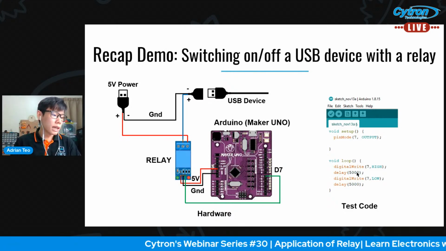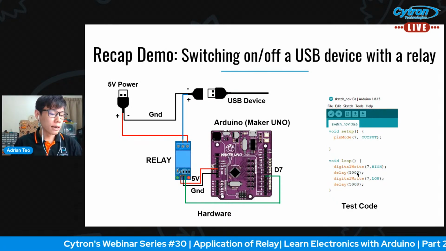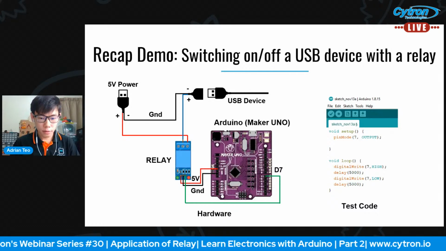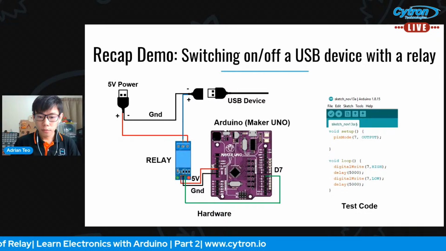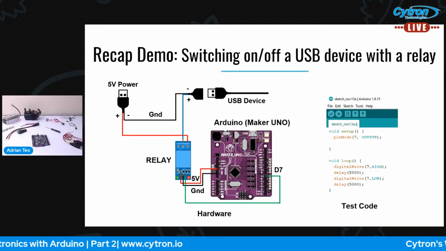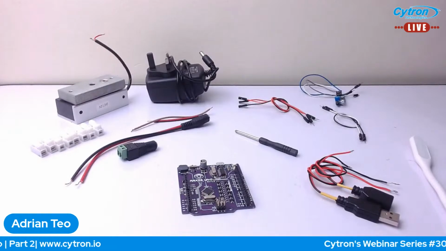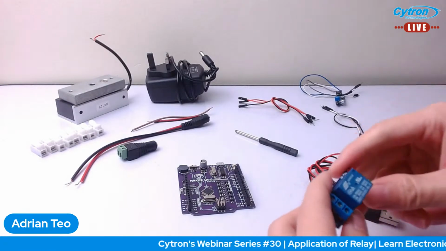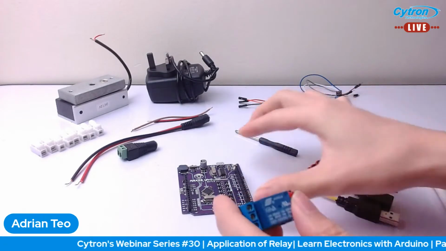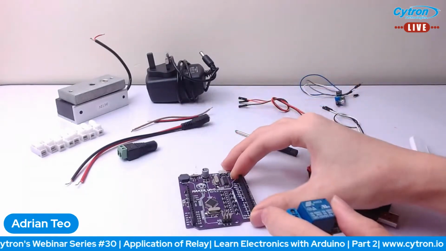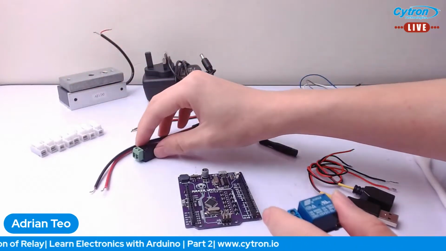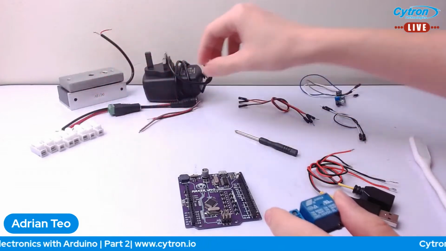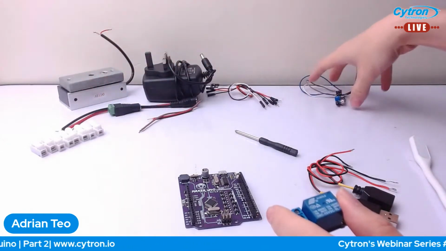Let's move on to the hardware side. I have a couple of hardware that I have to show you. Okay, let me change my screen. Okay, here are some hardware. I hope you can still hear me. Here are some hardware that I'll be using, including the relay here. I have my Maker Uno, and then my power adapter. These are for the next demo. Later on I'll be using some of these. I'm gonna put them at the side first.